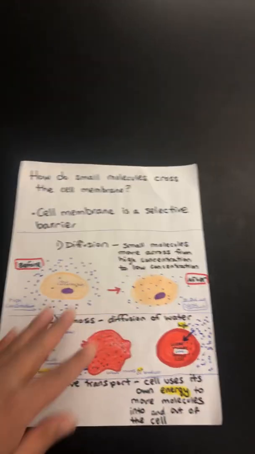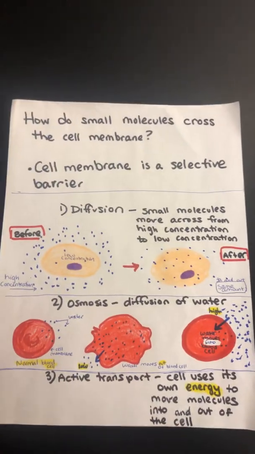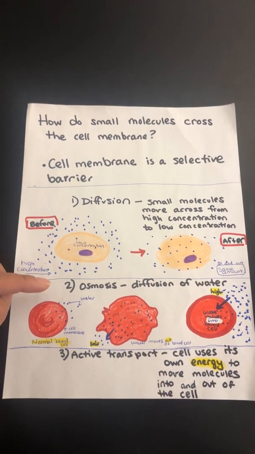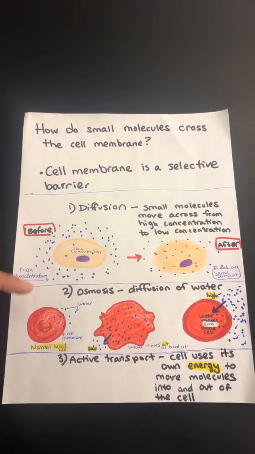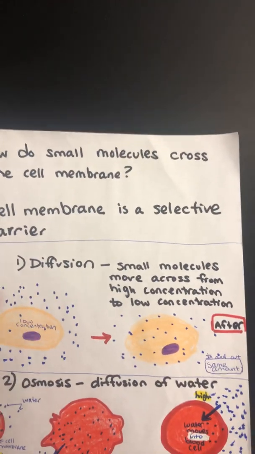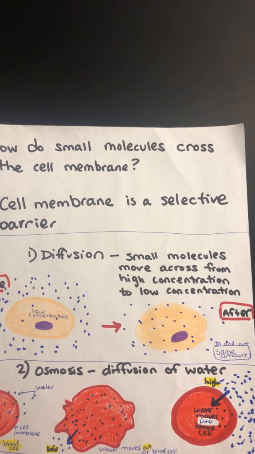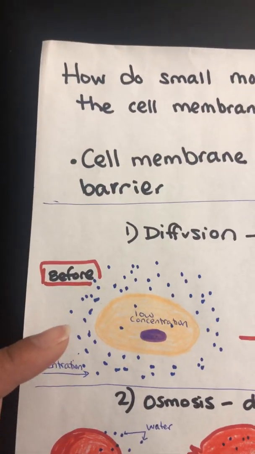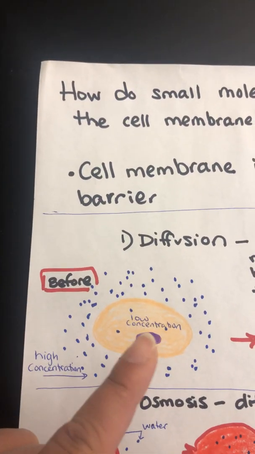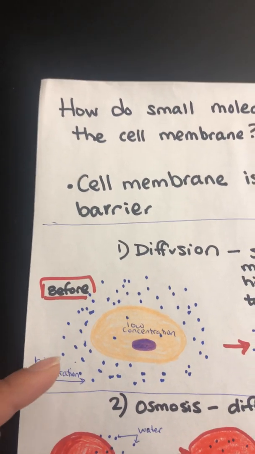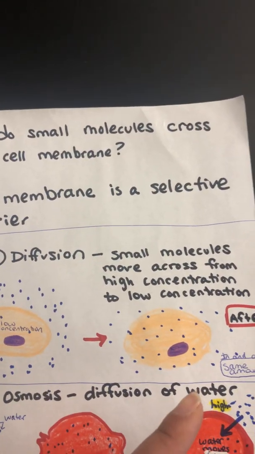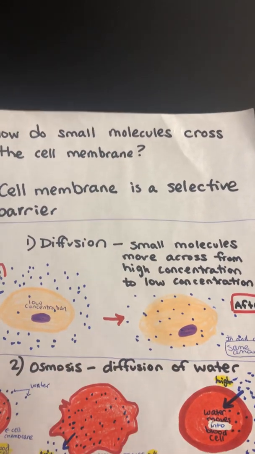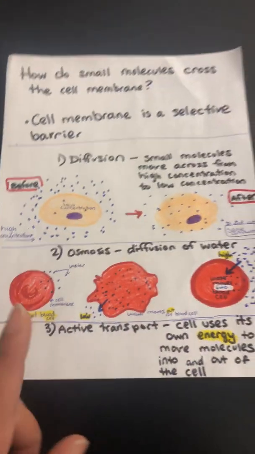Okay, so how do small molecules cross the cell membrane? A cell membrane is a selective barrier. These two right here are without using energy. Let's go through that process. Diffusion is when small molecules move across from high concentration to low concentration. Let's zoom in closer. Here is a cell. These are some small molecules in high concentration, and they will go into and evenly disperse in and outside of the cell, just naturally without using any energy, and make that evenly happen.